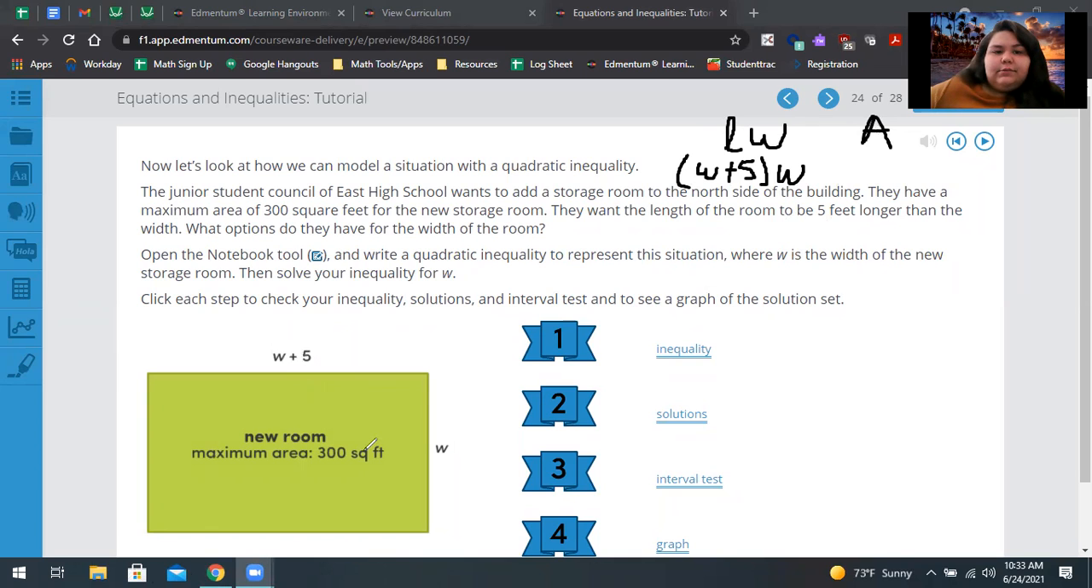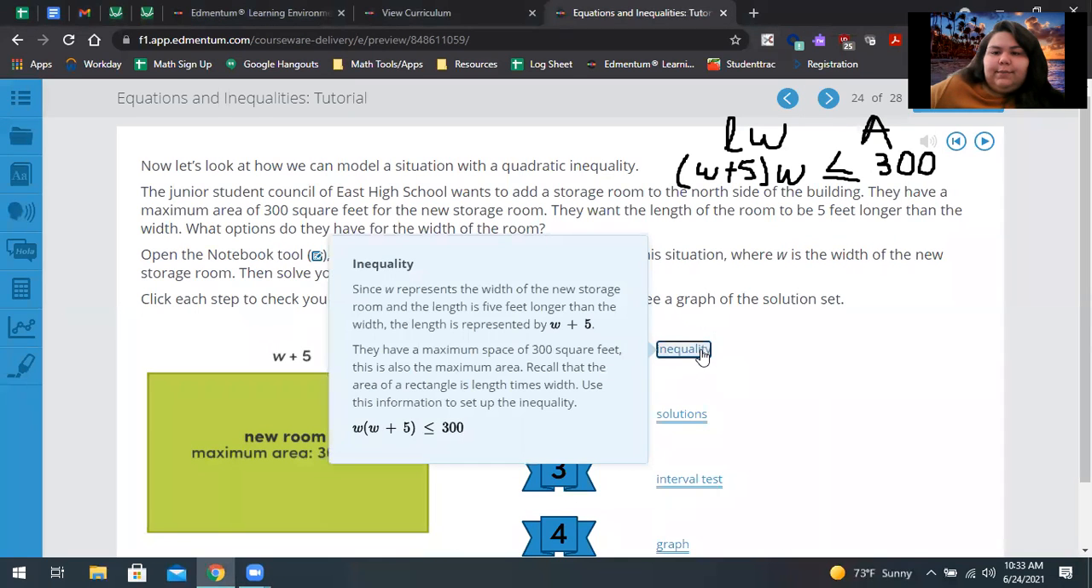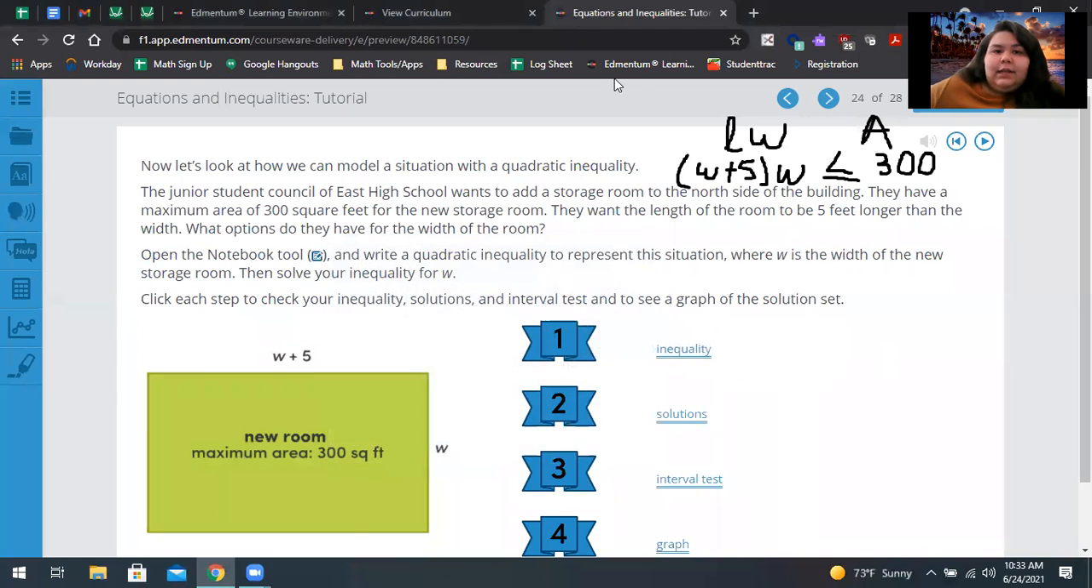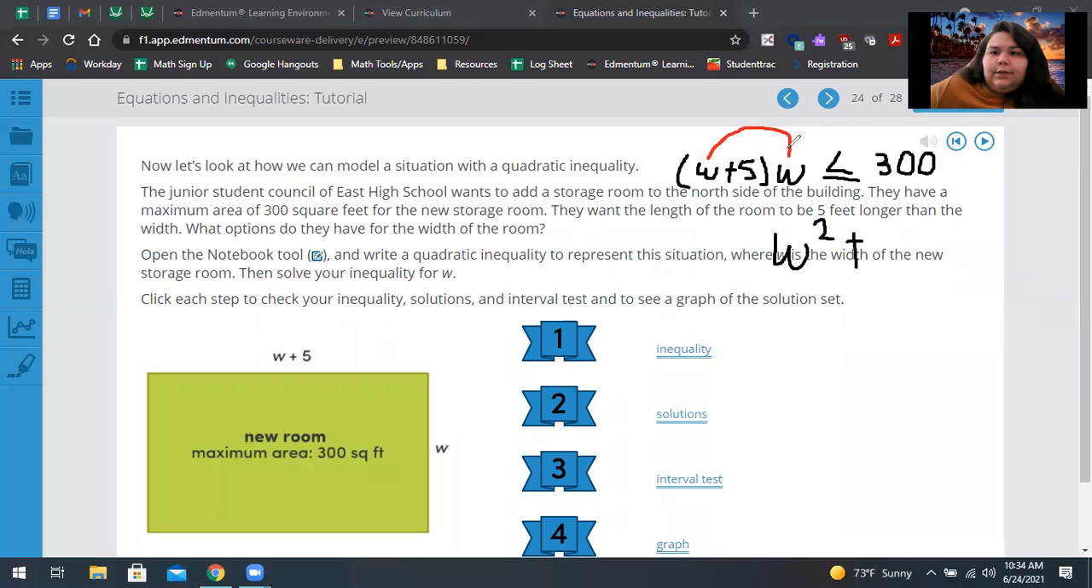I think I was saying 3,000. Was I? I'm sorry if I did. Our maximum area is 300 square feet, meaning we have to stay under that 300 or use up the whole 300. So if we match up, they have the same thing. My W is written on the other side, but it can be switched over. Let's go ahead and multiply. What I'm going to do is distribute that W on the outside into the parentheses to remove those parentheses. W times W will be W squared, plus W times 5 is 5W, less than or equal to 300.